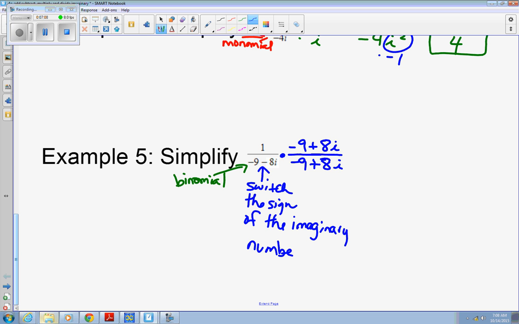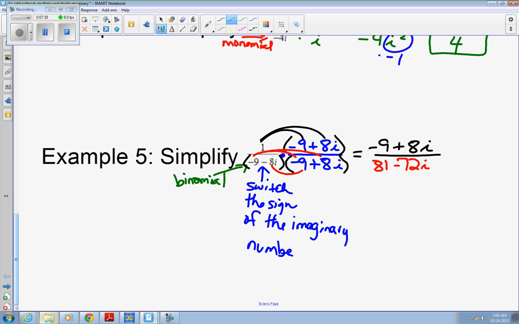By doing this, we'll see that we will actually cancel out the i in the denominator. So we have on the numerator, 1 times negative 9 is negative 9. 1 times 8i is 8i. In the denominator, we have binomial times a binomial. So let's work this out one at a time. Negative 9 times negative 9, 81. Negative 9 times 8i, negative 72i. Negative 8i times negative 9 is a positive 72i. And negative 8i times positive 8i is negative 64i squared.